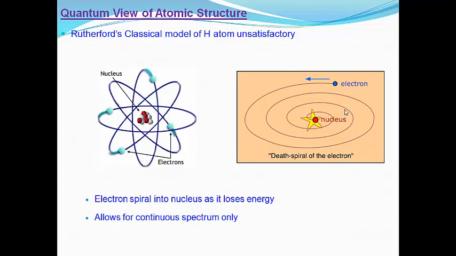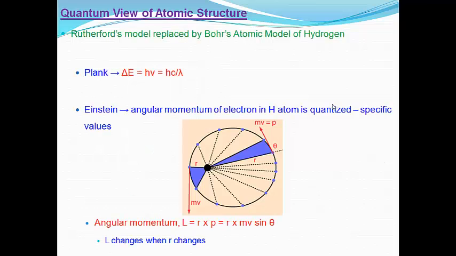And since that doesn't really happen, this basically dispels Rutherford's model, that the electron is circling the nucleus in a specific orbit. Okay? Now, Rutherford's model is replaced by another model called Bohr's atomic model. Bohr's atomic model is based on this idea of a quantum of energy: the electron being in a higher energy state and moving to a specific energy state, giving off a specific quantum of energy.